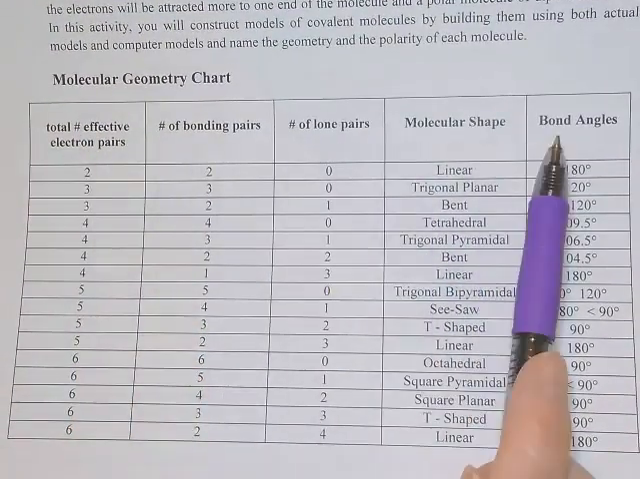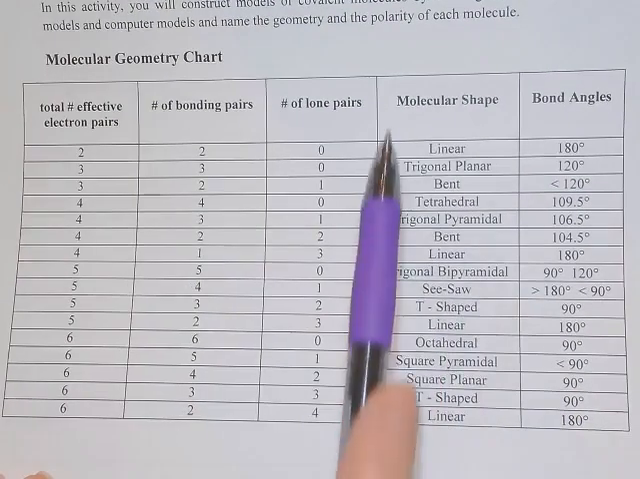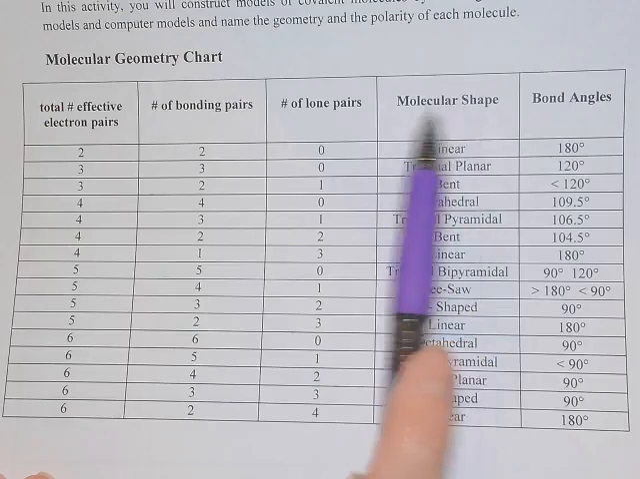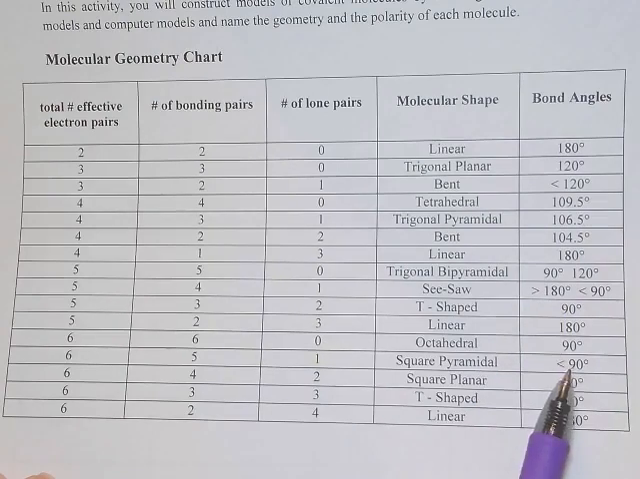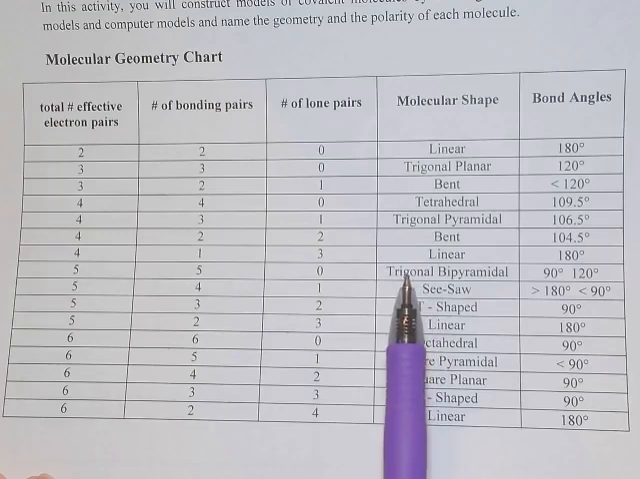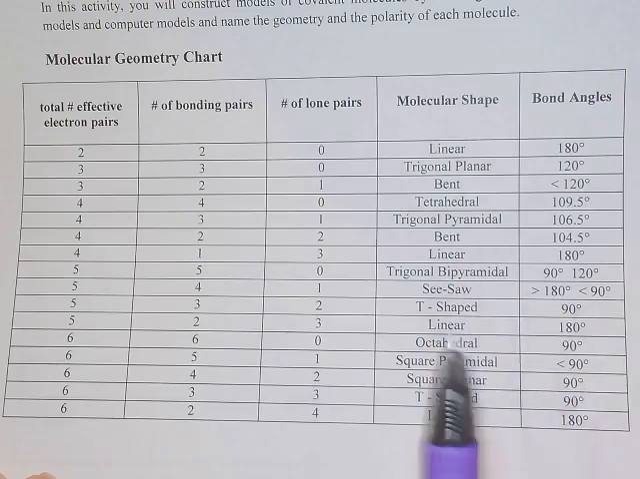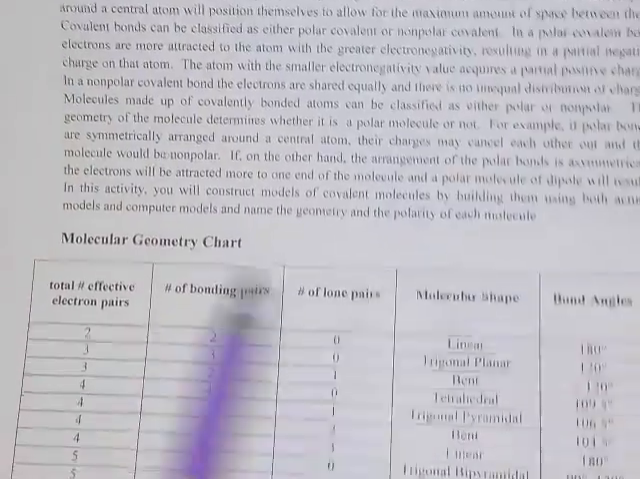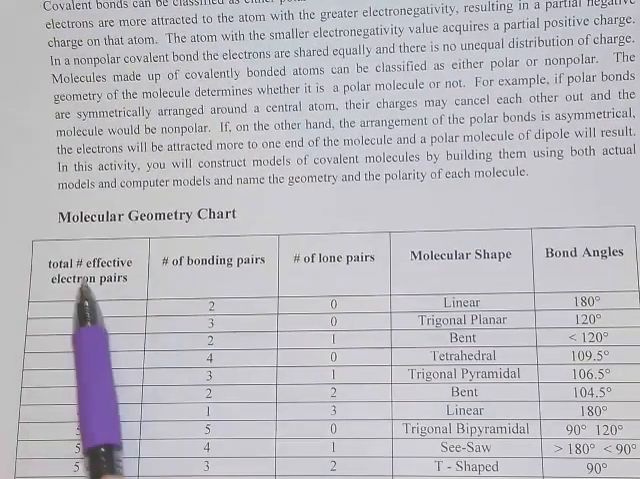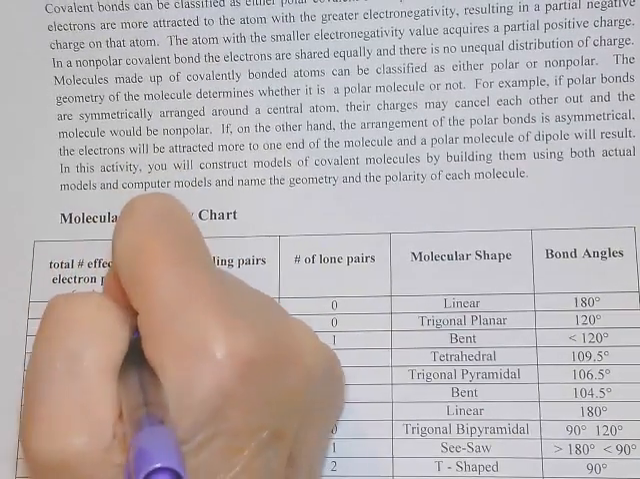You have all of the information given to you to follow along to predict the molecular shape or molecular geometry, whatever you want to call it, molecular structure, and the bond angles. This is what you refer back to over and over again while you're building these molecules until you can do it without the cheat sheet. The way that it's set up, it tells you the total number of effective pairs around the central atom.